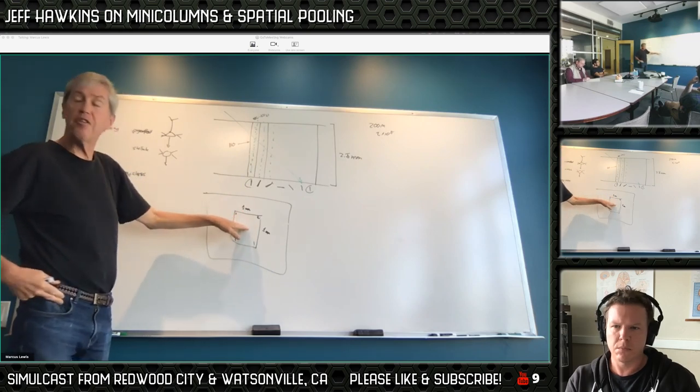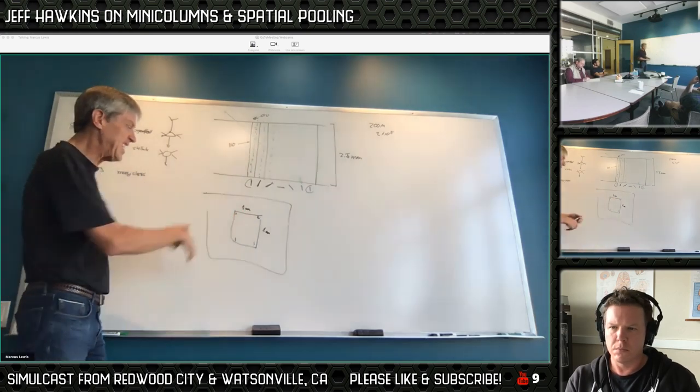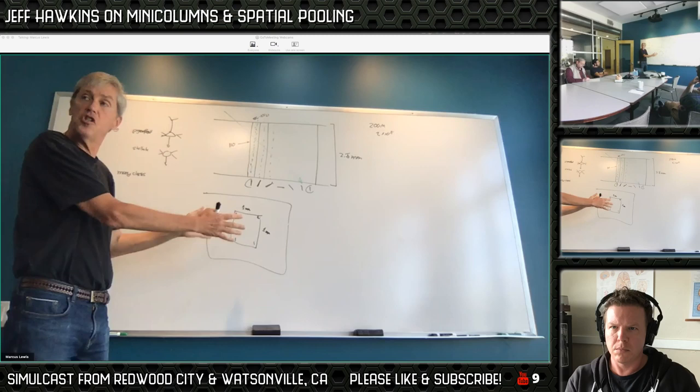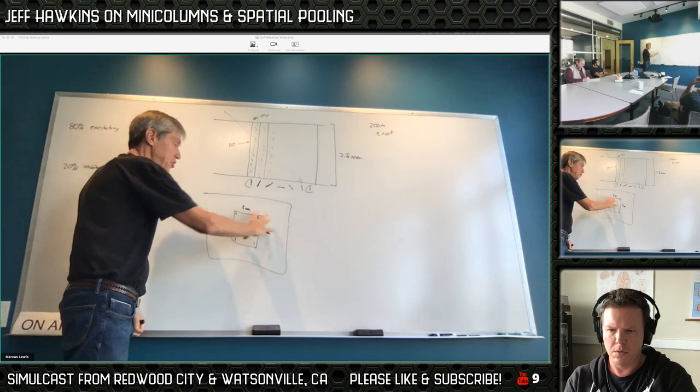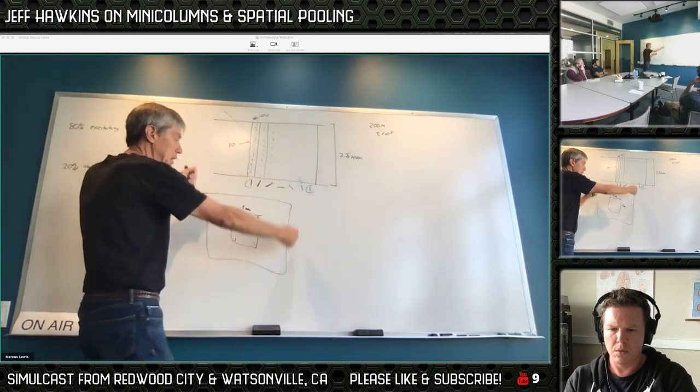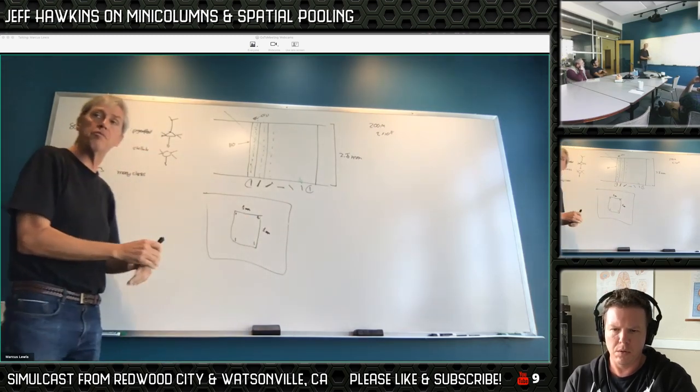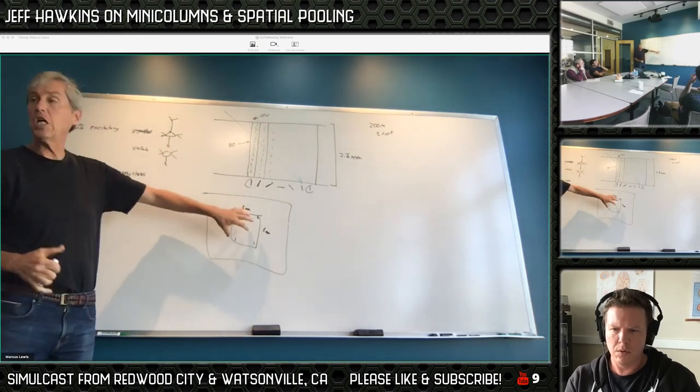This is not a physical thing in the sense that you can't see it. There are no demarcations here. There's nothing that says, oh, here's the edge of it and here's the next one. It's a continuous sheet. But the idea is that if you keep going in any direction, things repeat. So that's the larger column.